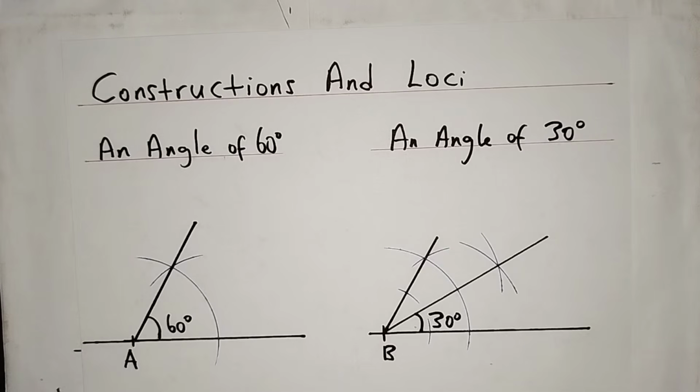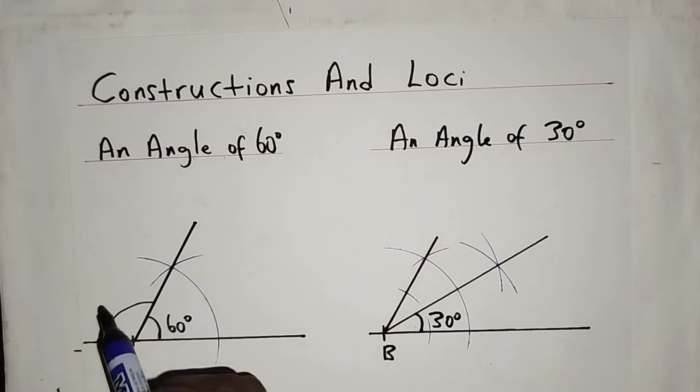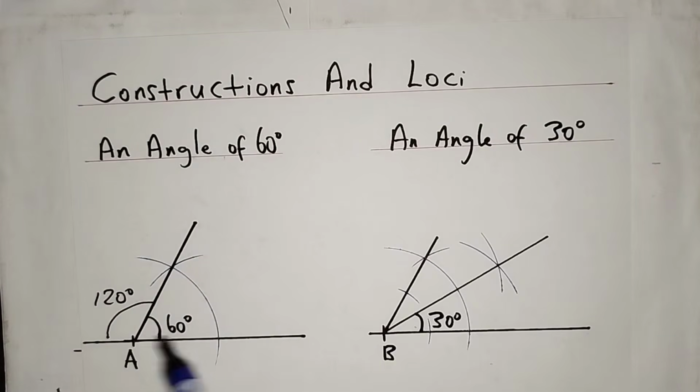So let's go on and then construct an angle of 90 degrees and then finally an angle of 45 degrees. Okay, before we move on, let's come here. So you can see this is a straight line and this angle is 60 degrees. So it means this angle on the left side is 120 degrees. Remember, a straight angle equals 180 degrees. So I'll take 60 degrees from 180 and this one is 120 degrees.